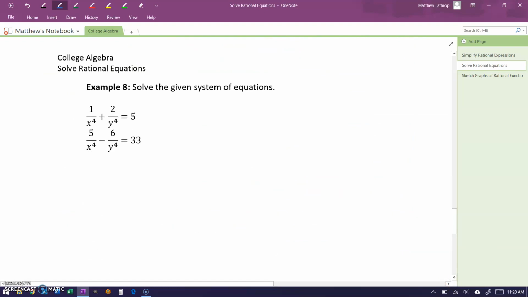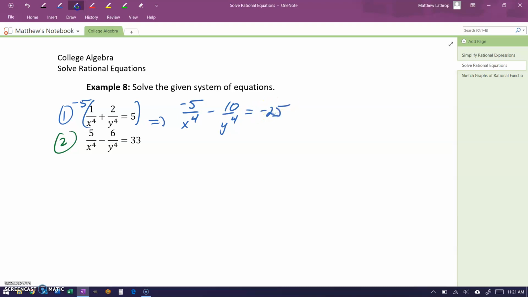In example 8, we'll again look at applying the elimination method. In this case, multiplying every term on both sides of equation 1 by negative 5 will give us negative 5 over x to the 4th minus 10 over y to the 4th is equal to negative 25. And our second equation will remain unchanged.